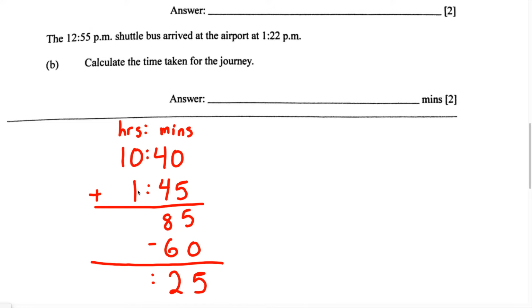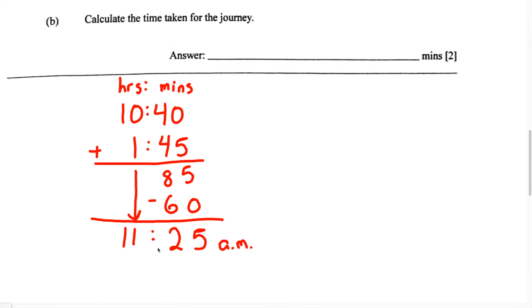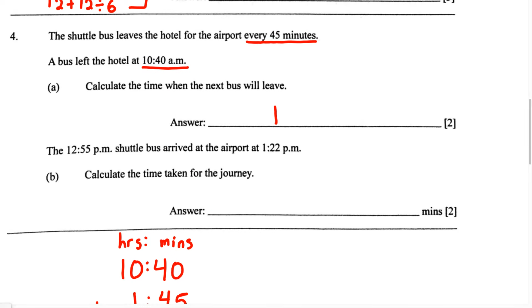For the hours, we're going to bring it down. And 10 plus 1 is going to give us 11. In the 24-hour clock, we got this time. Now, when we convert it back to the 12-hour clock, we're going to get the same exact time, except in the 12-hour clock, it's going to have a.m. So our answer would be 11:25 a.m. For part A, we're just going to write 11:25 a.m.